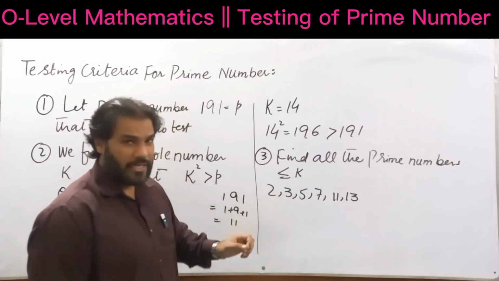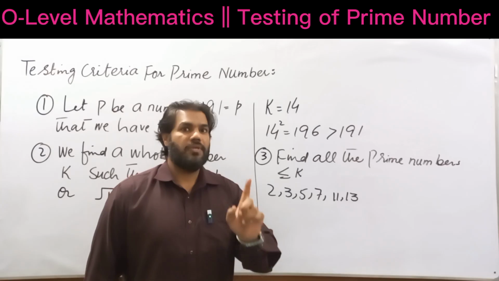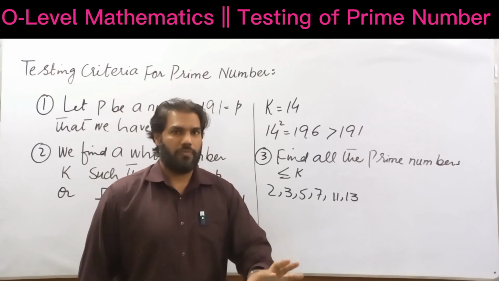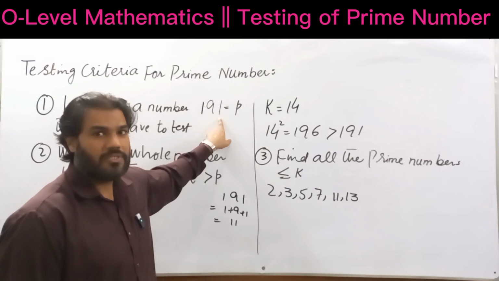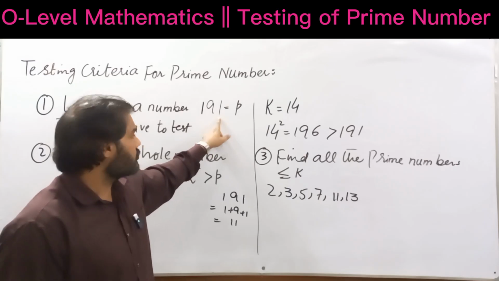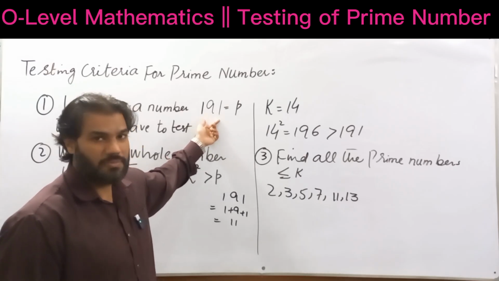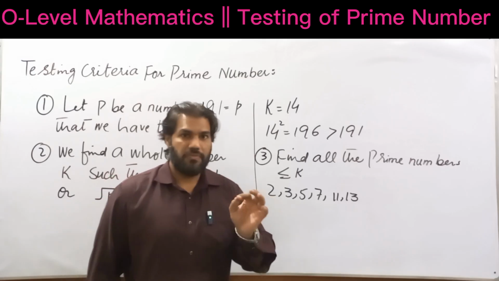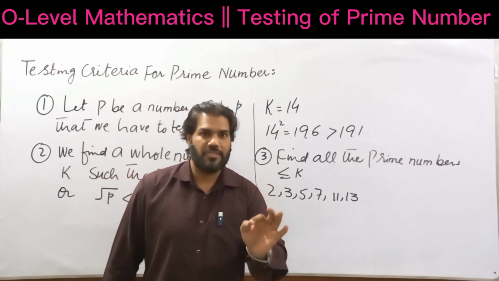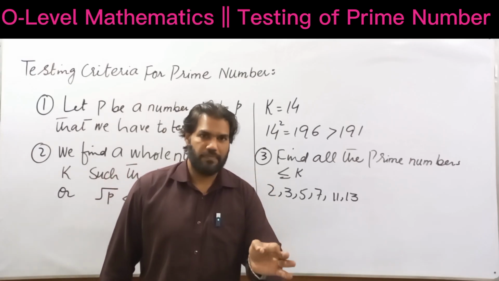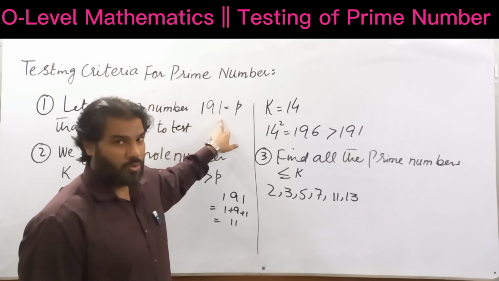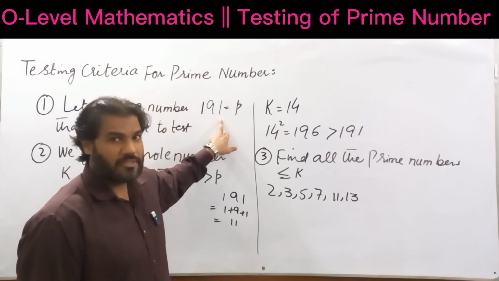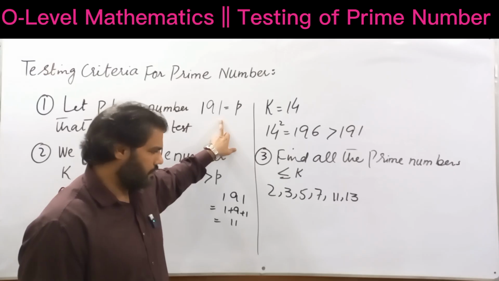Next, 5. As you know, a number is divisible by 5 if its last digit is 0 or 5. As in 191, the last digit is 1, which is neither 0 nor 5. So this number is not divisible by 5. A number is divisible by 5 if its last digit is either 0 or 5. So this is 1, that is not 0, not 5. So 191 is not divisible by 5.